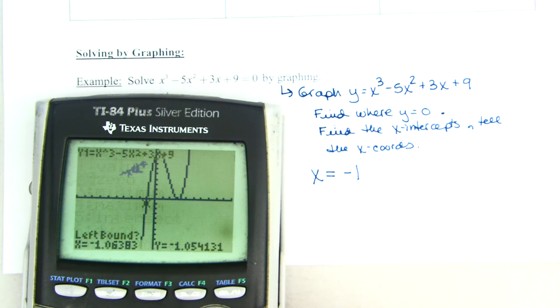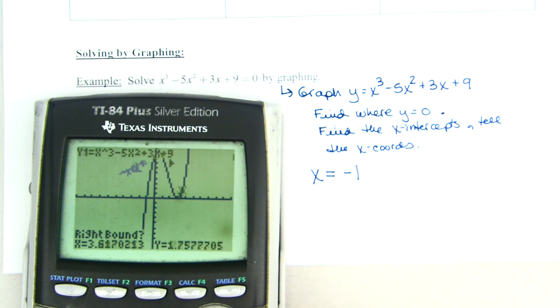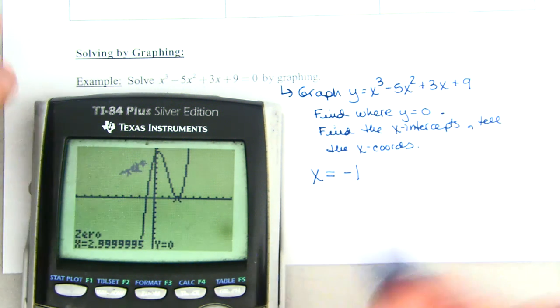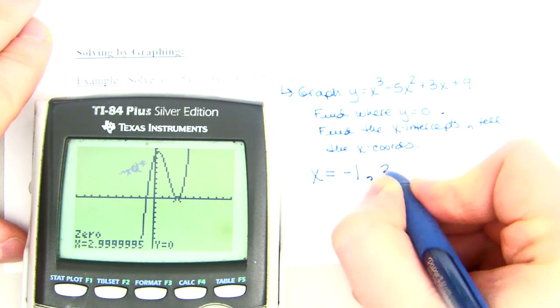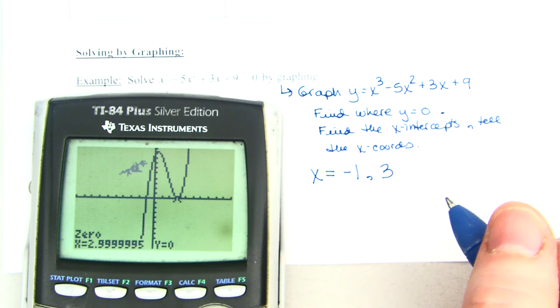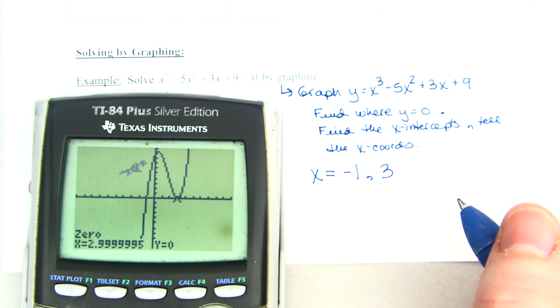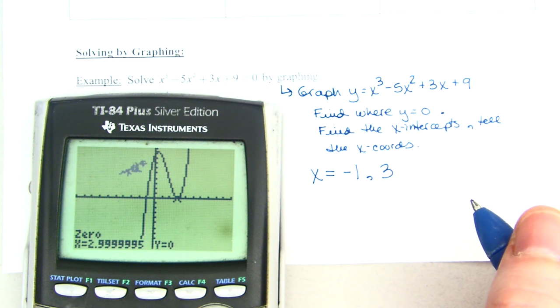Next answer, let me try to find this x-intercept. I'm going to use second calculate, find the zeros. I'm going to move a little left, enter, a little right, enter. Hopefully it'll find it. Maybe. It looks like it's trying to tell me 3. Oh, I need 3 answers though.